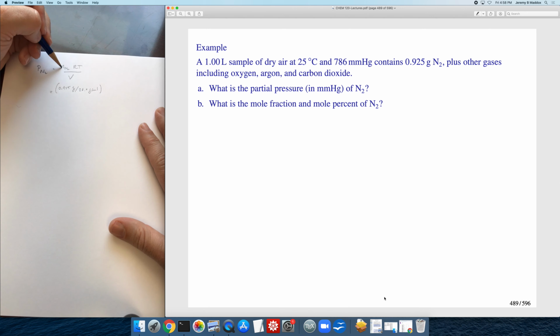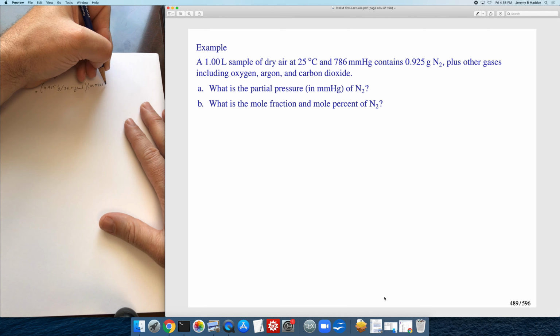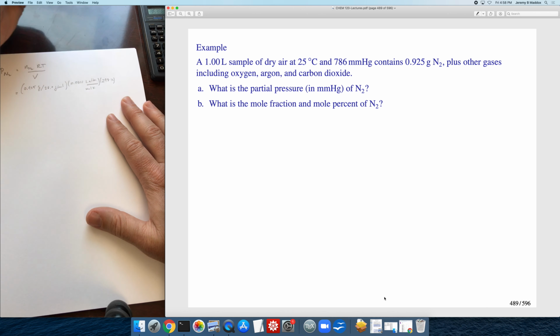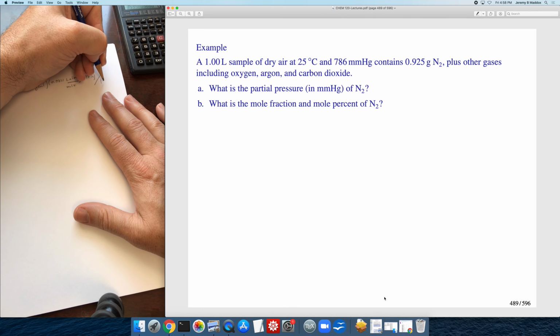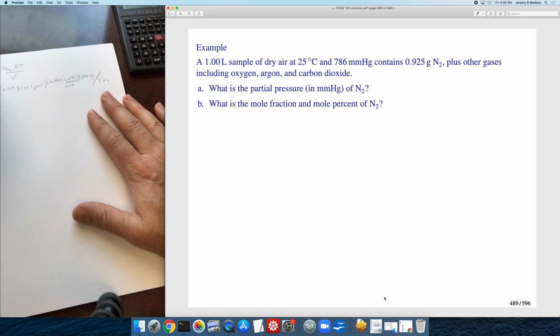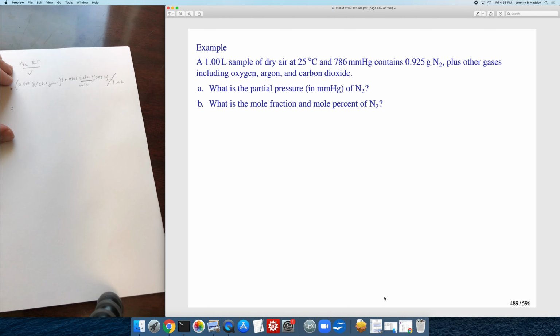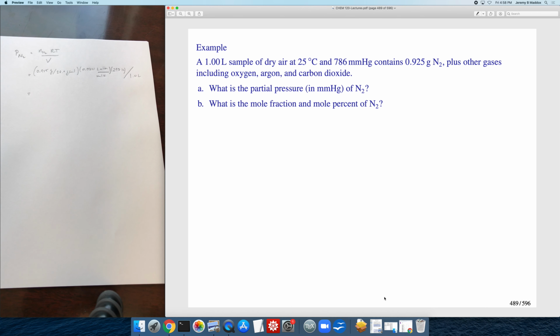We'll take that times the gas constant, 0.0821 liter atm per mole Kelvin. We'll take that times the temperature, which is going to be 298 Kelvin. Need to convert that 25 degrees Celsius to Kelvin units. And then we're going to divide by the volume, which is just 1 liter. And so this is going to give us the partial pressure in units of atmospheres.